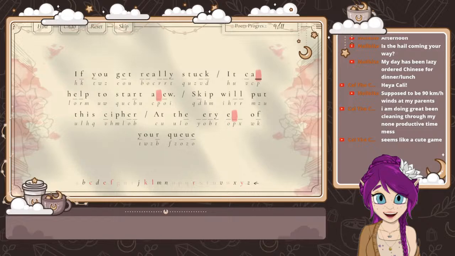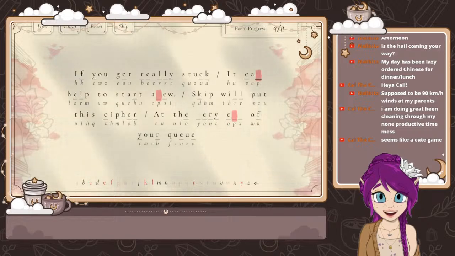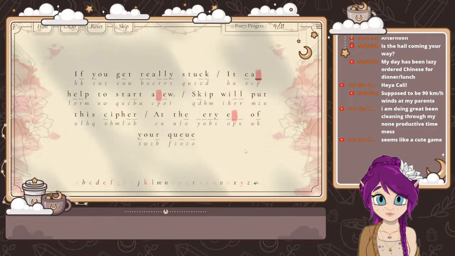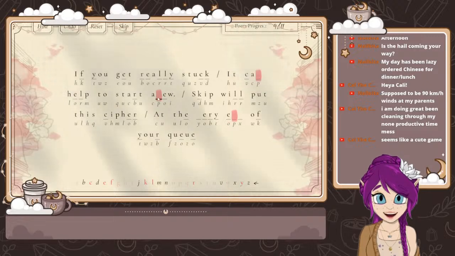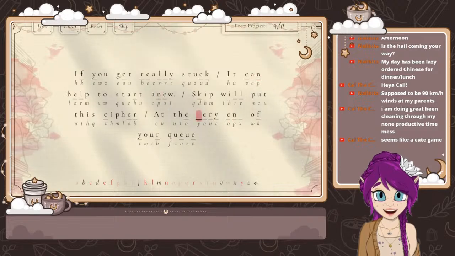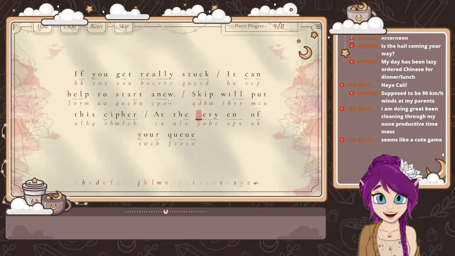Oh. Yeah, I'm trying the demo. So I'm wondering how hard it'll get. Because right now it's not too bad, but this is the tutorial. So we'll see.